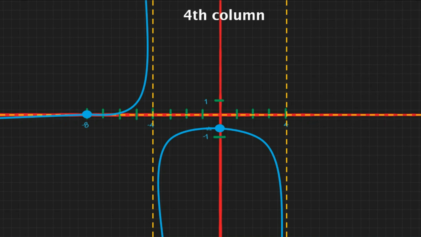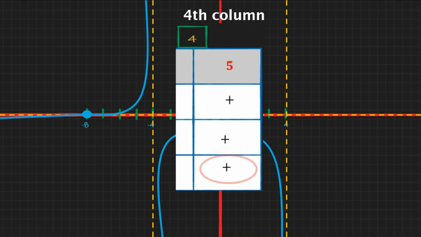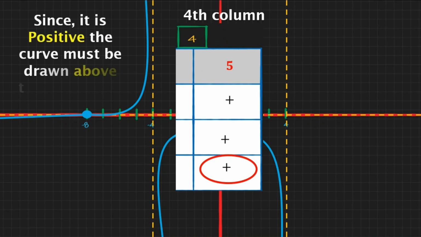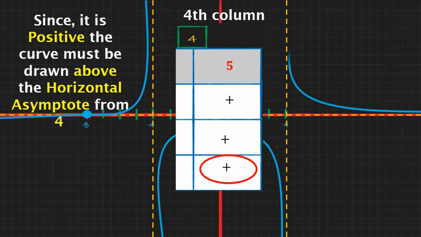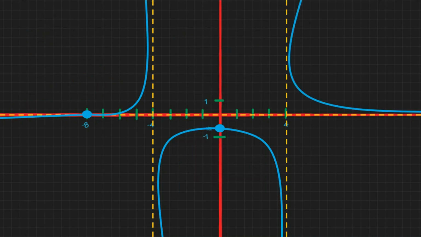Para sa fourth and last column, from 4 to the right, the answer is positive. So dahil nga positive, ang graph ay idodrawing sa ibabaw ng horizontal asymptote kagaya neto. And this is now the graph of our example.